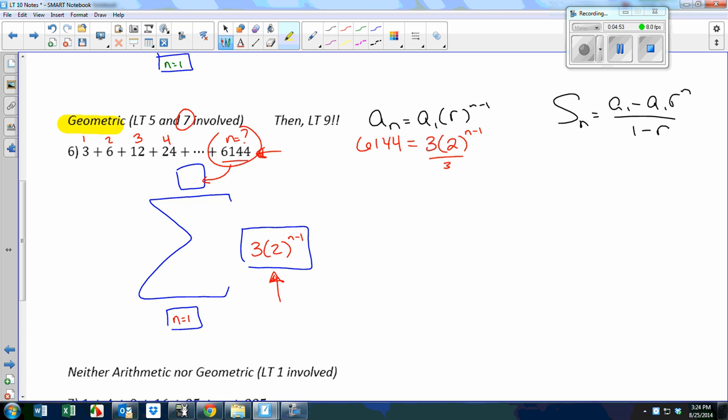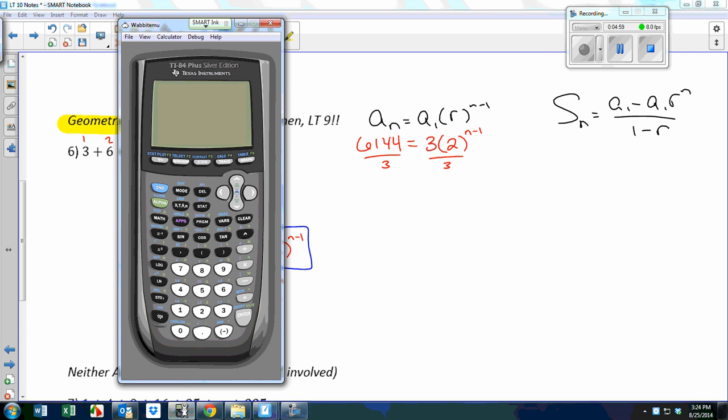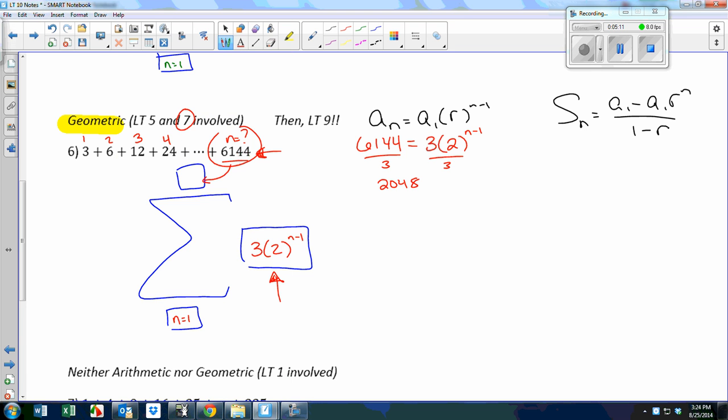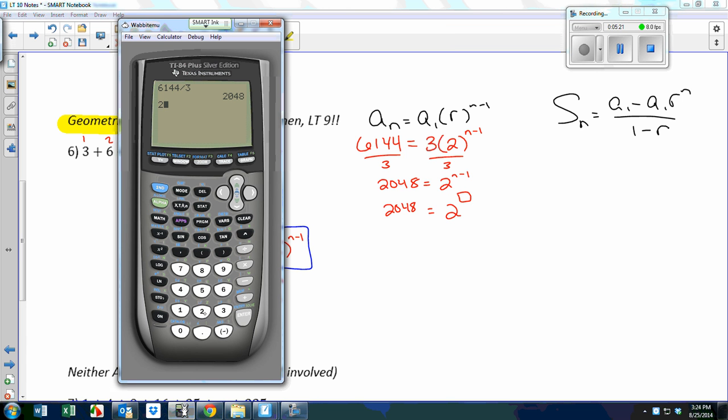So step 1, divide by 3. We'll pull the calculator up for this. Let's see. 6144 divided by 3, 2048 equals 2 to the n minus 1. And then it's a guessing game. 2 to the what power makes 2048? Well, let's see. We're going to guess 2 to the 9th. Too small. 2 to the 11th. There it is. 2 to the 11th.